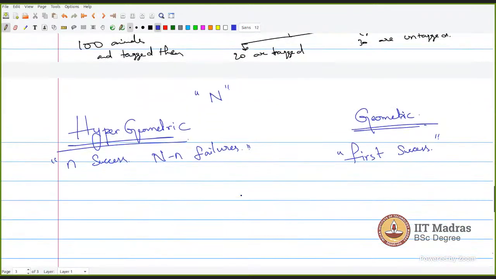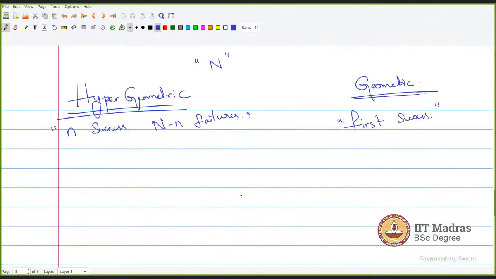And what is the PMF of this hypergeometric? What is the probability that the variable takes value k? Some of my variables may be different from the professor's variables.